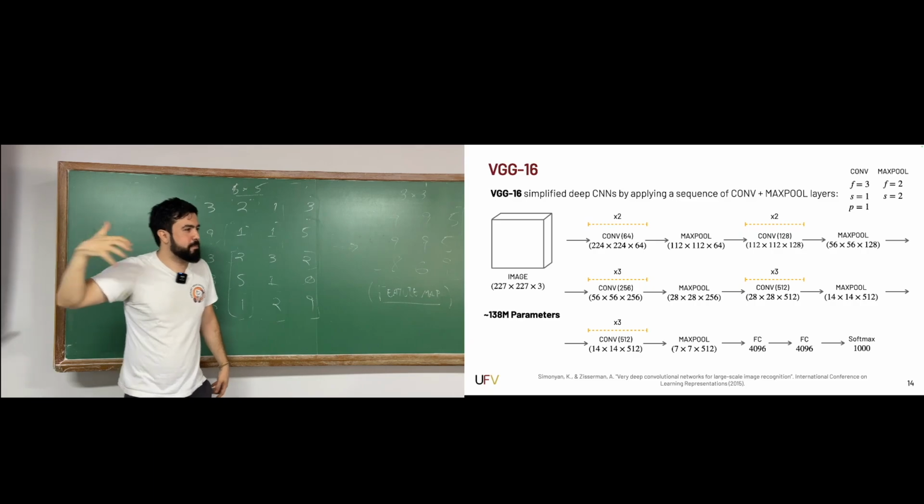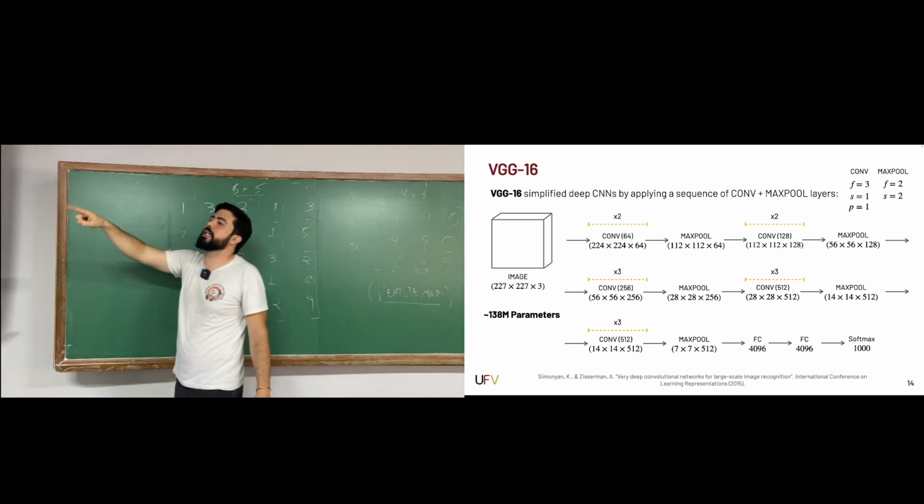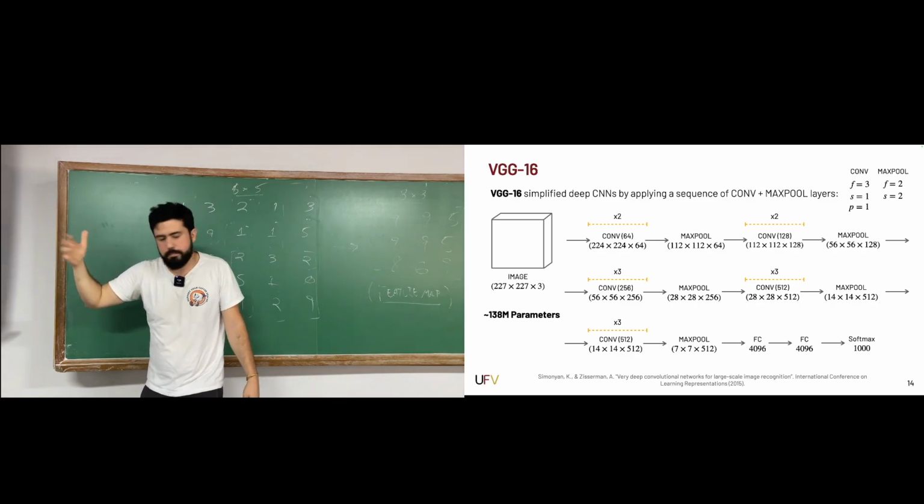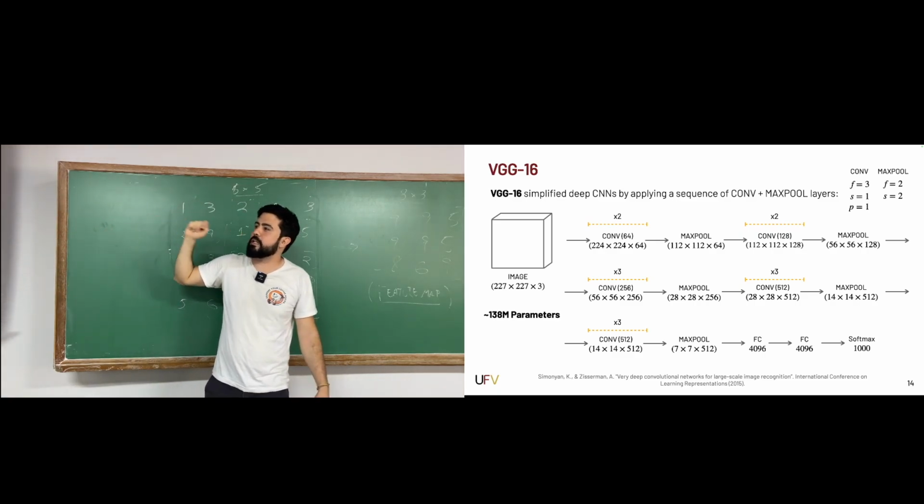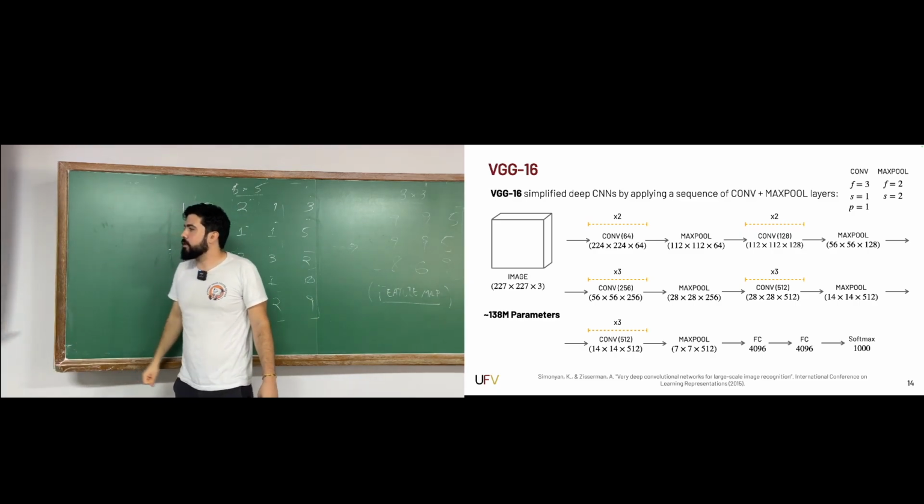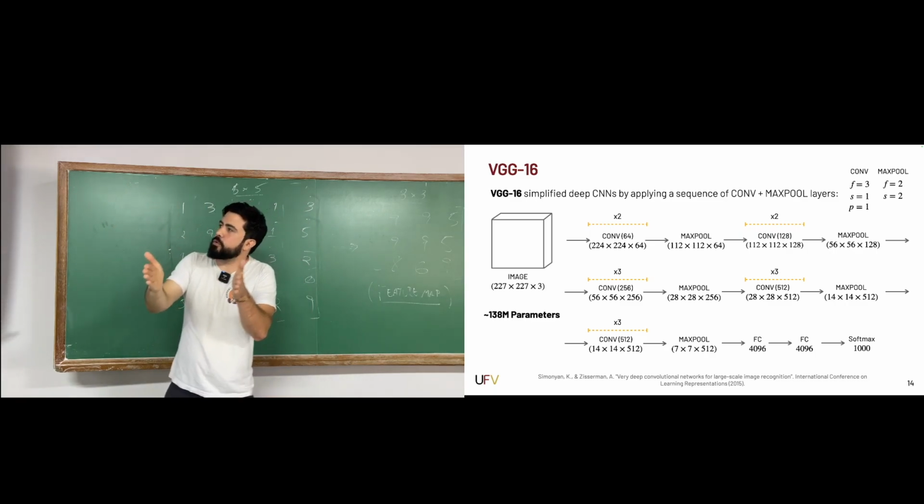This is even much larger than AlexNet. This is about 138 million parameters, so it's a little bit more than double the size of AlexNet. This is from 2015, right? AlexNet is 2012. So it starts with a sequence of 2 convolutional layers.